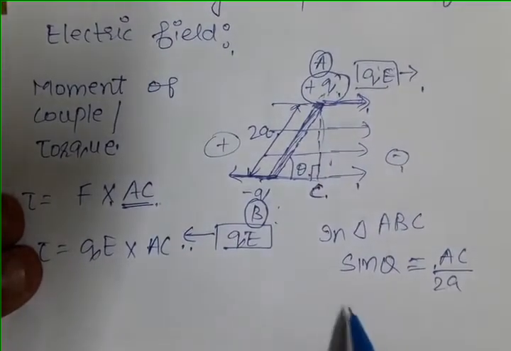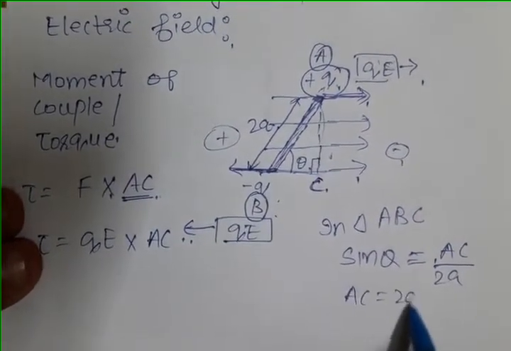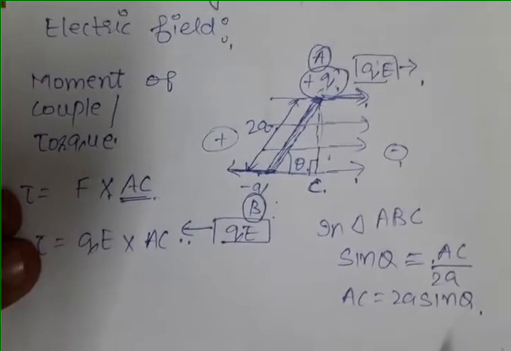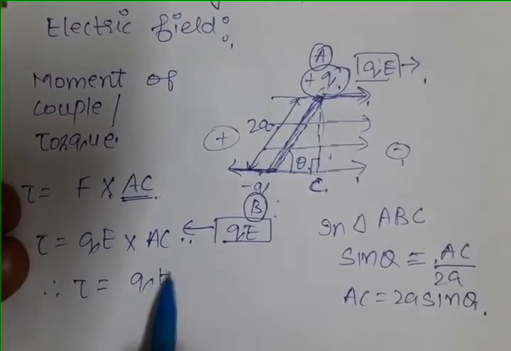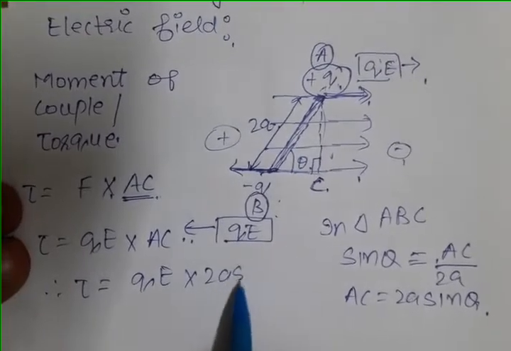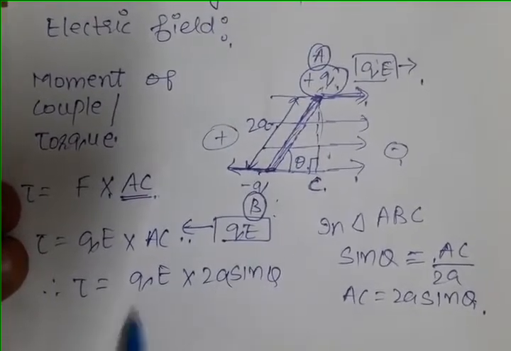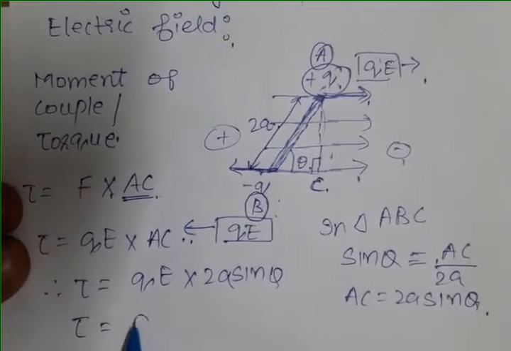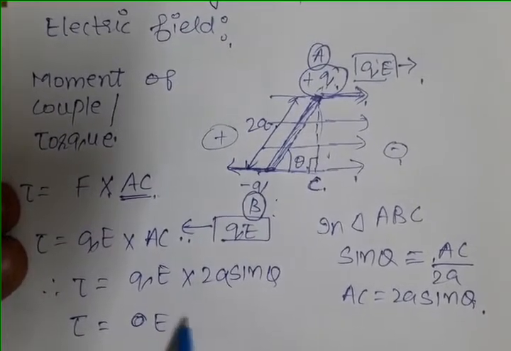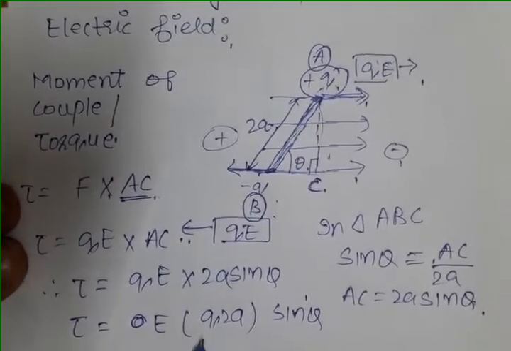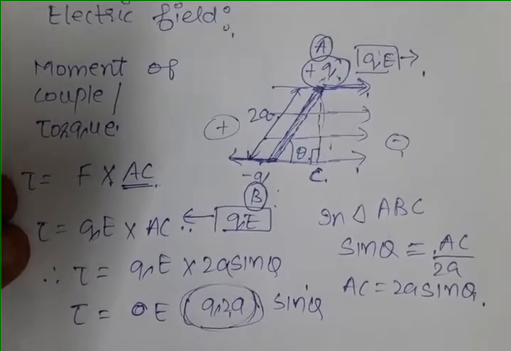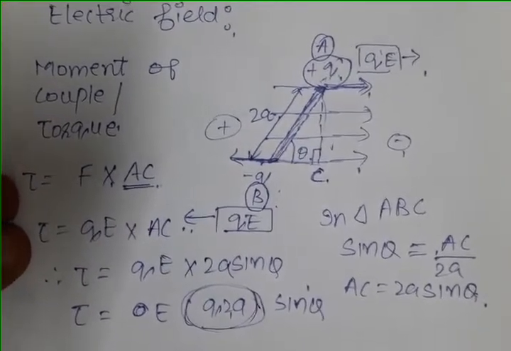Hypotenuse 2a. So from this, AC will be equal to 2a sine theta. Therefore torque will be equal to QE into, or it might be written as EQ into 2a sine theta. What is this? This is called dipole moment. So the formula is 2pE sine theta.